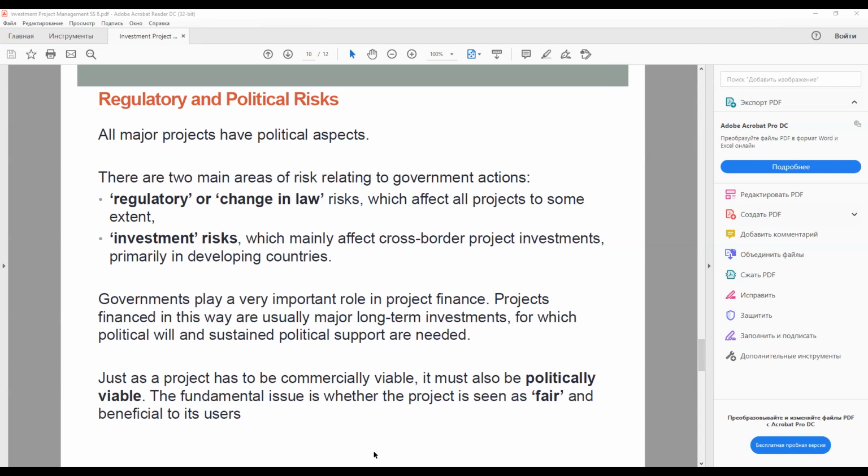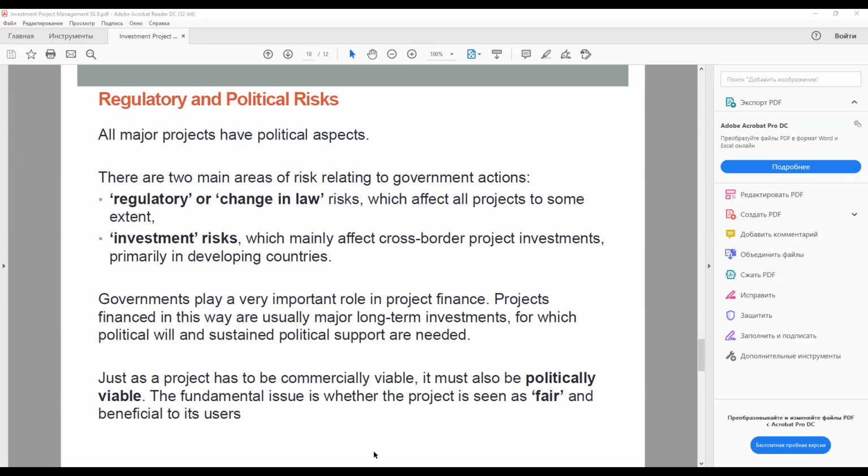So all major projects have political aspects. The project company may therefore be subject to political risks relating to the project's presence in a particular country and its relationship with the government of this country, rather than to more general commercial and macroeconomic risk aspects of the project. There are two main areas of risk relating to government actions.